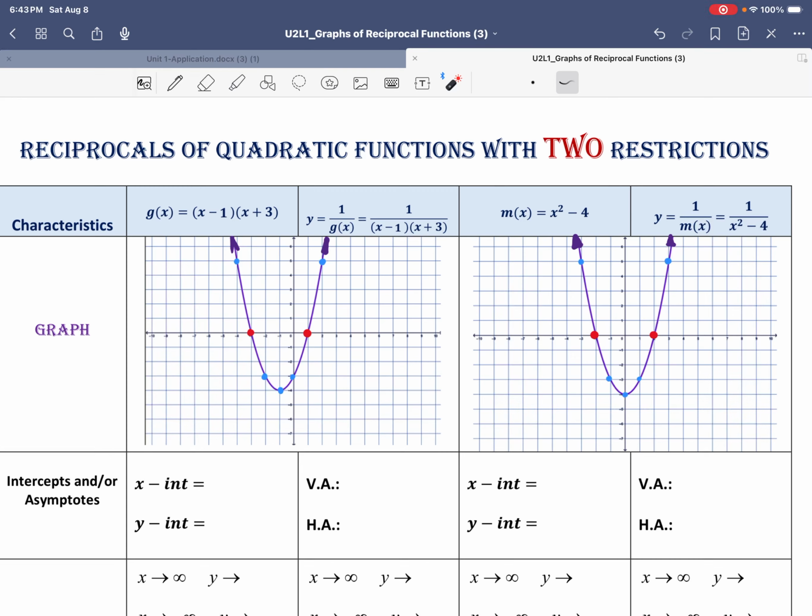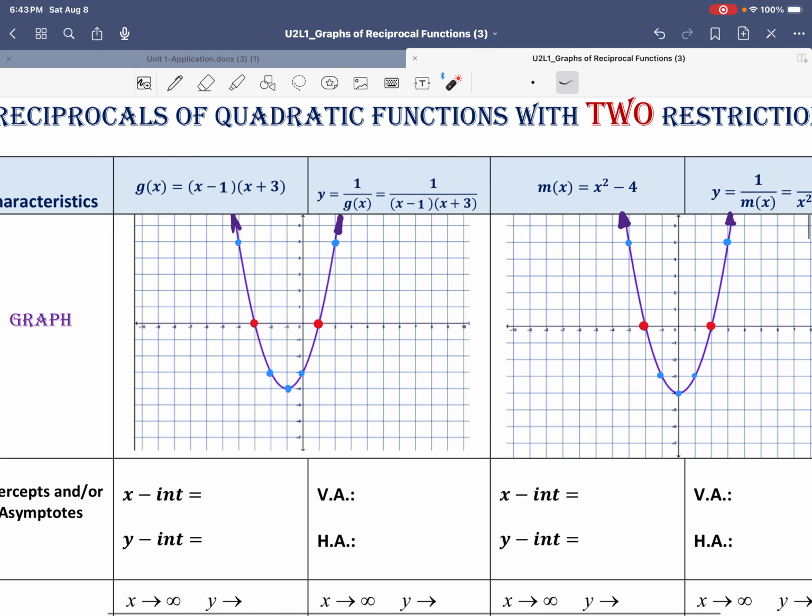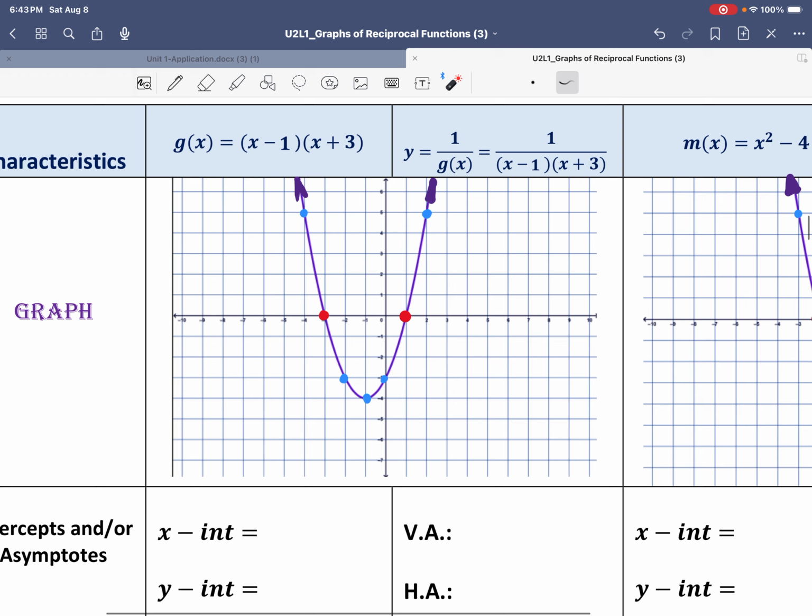In this video, we will continue exploring the reciprocals of quadratic functions. This time, we'll focus on a quadratic function whose reciprocal has two restrictions. The graph that you should see here on the grid is a graph of a quadratic function g of x equals x minus 1 times x plus 3. As you can see, this is a quadratic function.